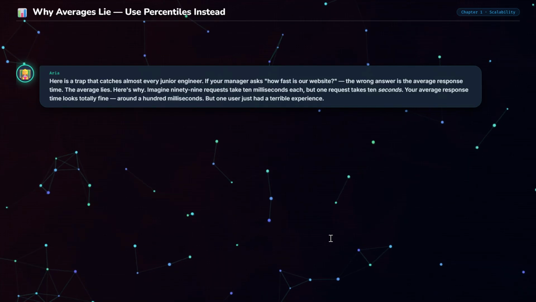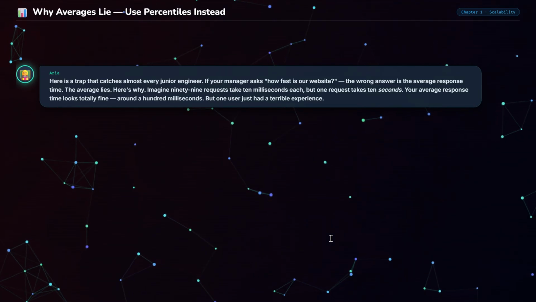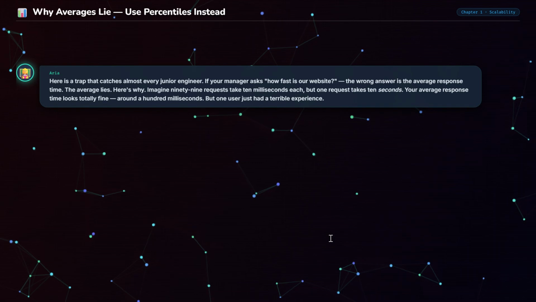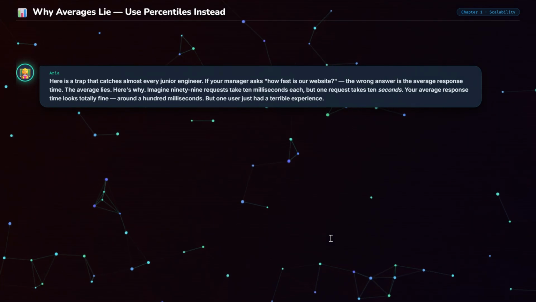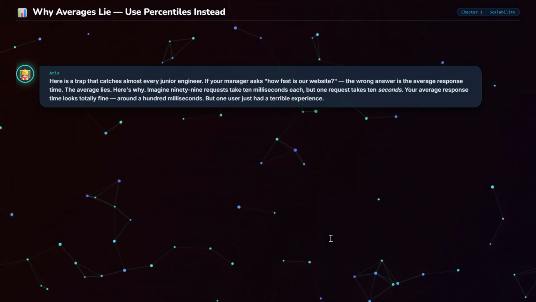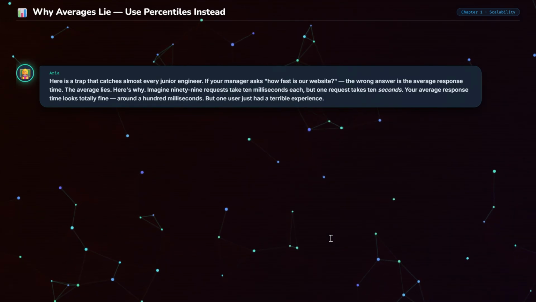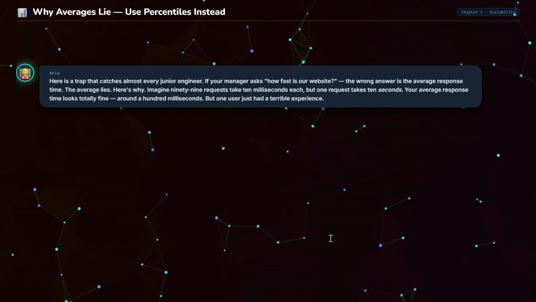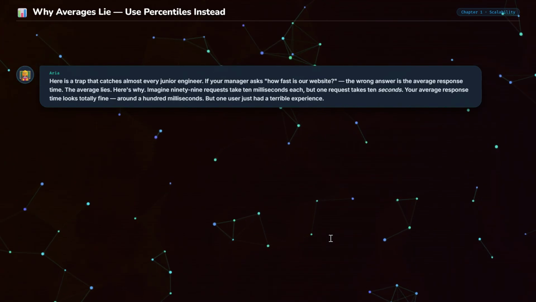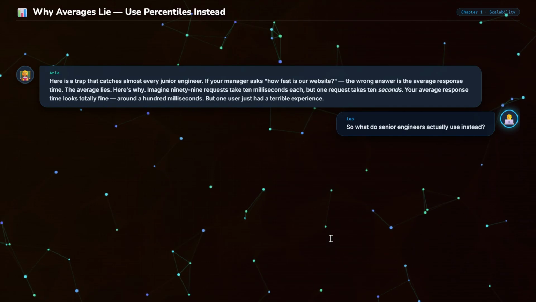Here is a concrete example. Imagine 99 requests complete in 10 milliseconds each. But one single request takes 10 full seconds. The average looks totally acceptable at around 100 milliseconds. But one real user just had a catastrophically terrible experience. So what do experienced engineers use instead of averages?